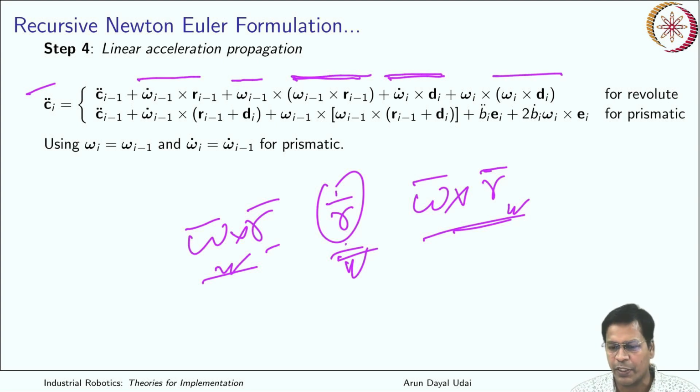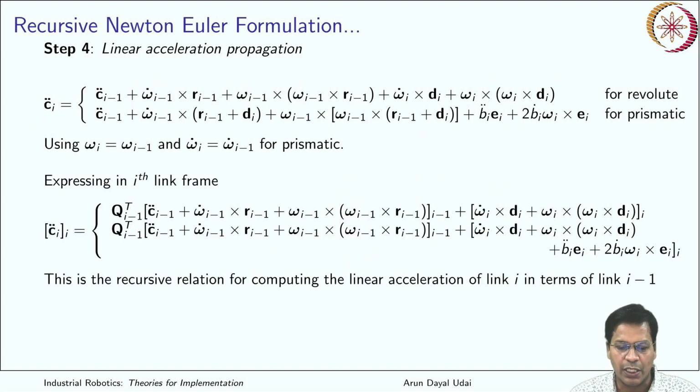In case of a prismatic joint, you have b double dot that will come, and this is two times because one of them has arisen due to the derivative over here. So overall, this is the linear acceleration propagation. Again, this is to be put in terms of the ith frame. Everything is to be put in the ith frame because we have to conclude with the ith frame first, then do the recursive calculation. Every time we move forward, we calculate the ith velocity, then i plus 1, i plus 2, till n. These are all the recursive relations.